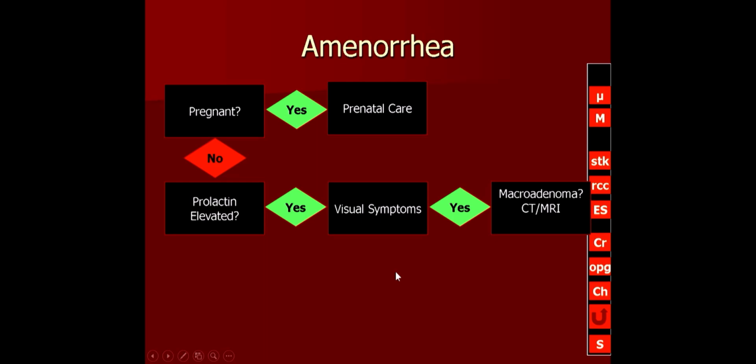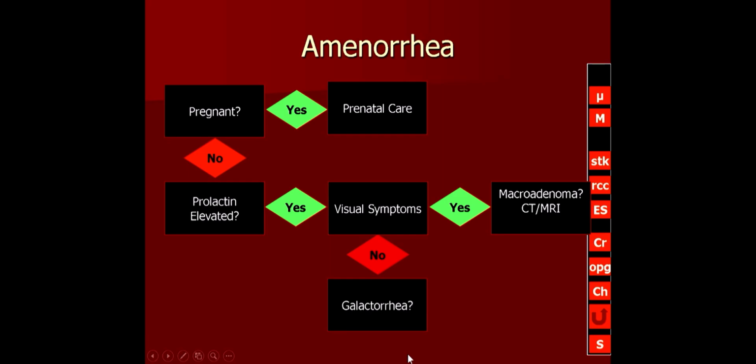You don't need to do the high-resolution thin slices dynamic scanning. This is in the literature. This is not what we do, but this is in the literature. This is how these patients should be evaluated. If they don't have visual symptoms, then you make the assumption the tumor is not big enough. Typically, the tumor has to be 16 millimeters in diameter before it extends up high enough to begin impacting on the chiasm and cause bitemporal hemianopsia.